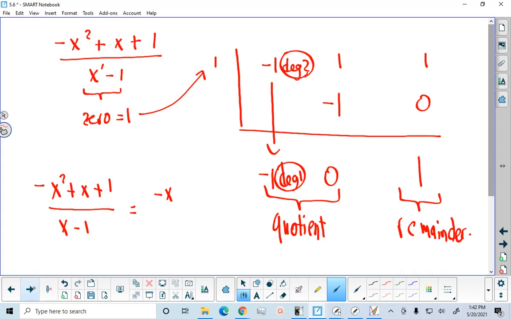But this division of negative x squared plus x plus 1 over x minus 1 is not equal to negative x plus the remainder. It's plus the remainder over what you were dividing by.